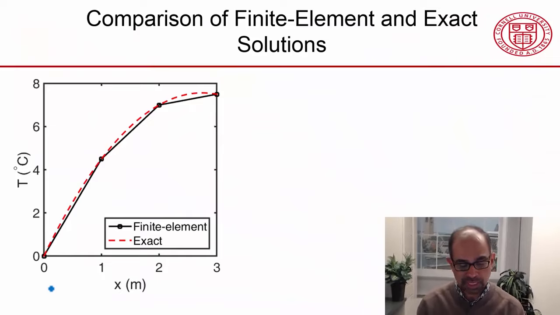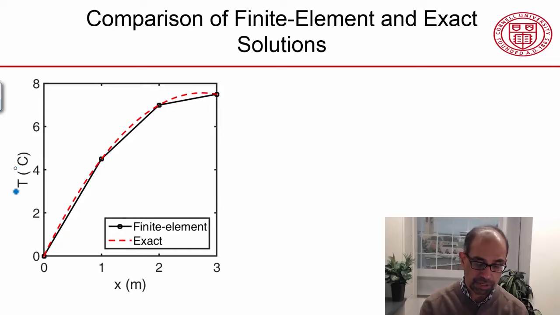For our simple model problem, there is an exact solution, and we can compare the finite element solution to the exact solution to see how the finite element solution is doing. Here is a comparison of the temperature between the finite element and the exact solutions. On the vertical axis, I've plotted the temperature. On the horizontal axis, I've plotted the distance along the bar. The black line is the finite element solution, and the symbols indicate the nodal values. And the dashed red line is the exact solution.